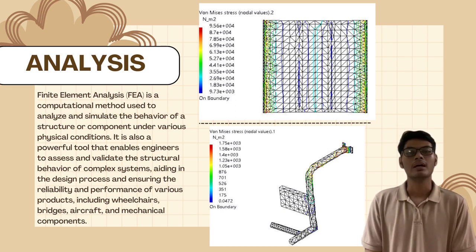From this figure, the area bounded by the red color shows that the stress is at its most critical, but it is in a small area where the value is 1.75 × 10^3 Newton per meter squared, while the blue color shows the least amount of stress that occurs, which is 0.0472 Newton per meter squared.